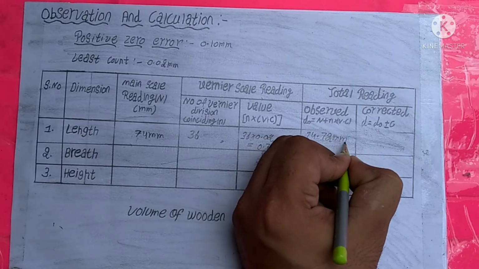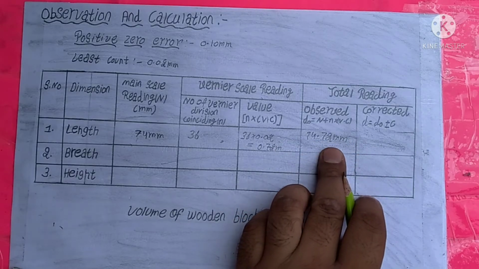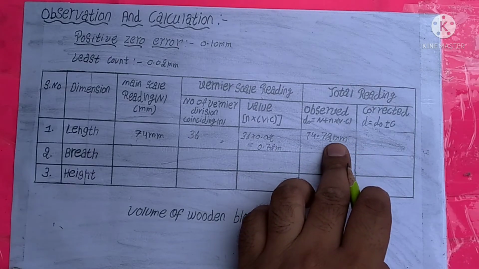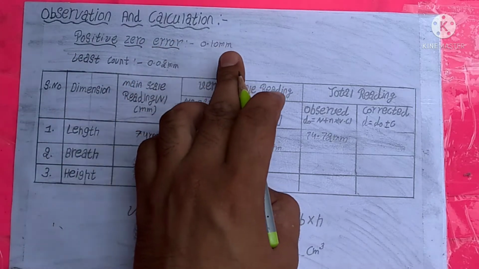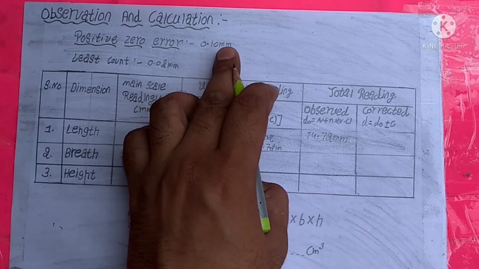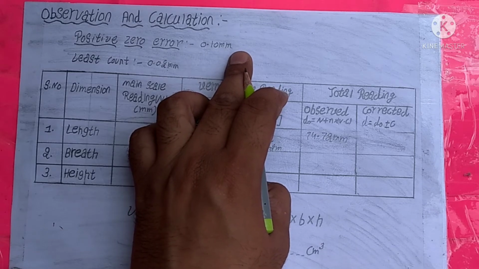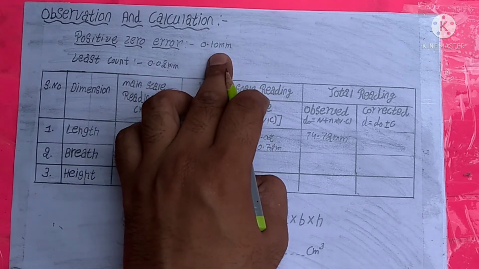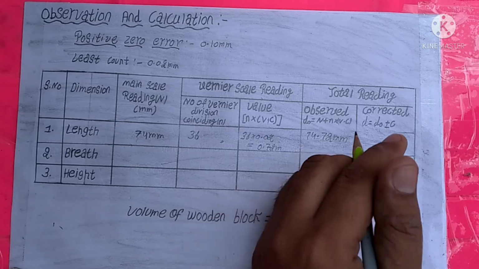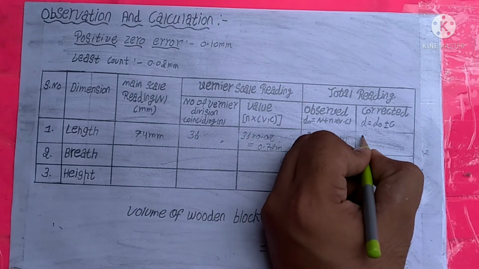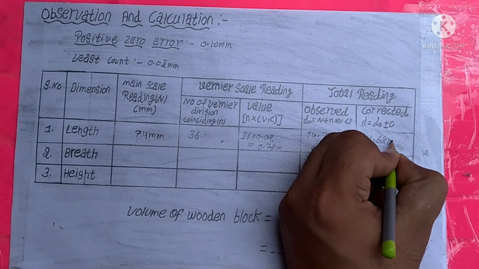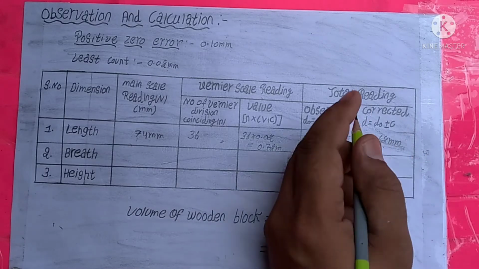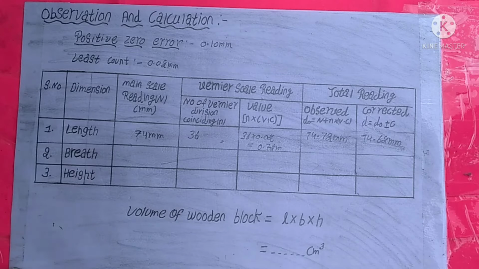74.72 mm. So this is our observed value, but the error inside the vernier caliper is a positive error and its value is 0.10 mm. And now subtract the value of the error from the observed value and the result comes out to be 74.62 mm. So this is our correct length of the wooden block.